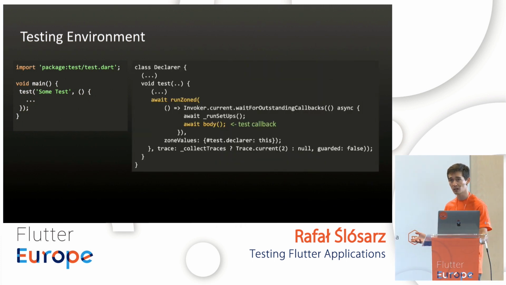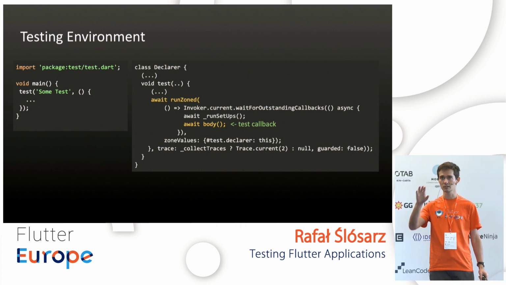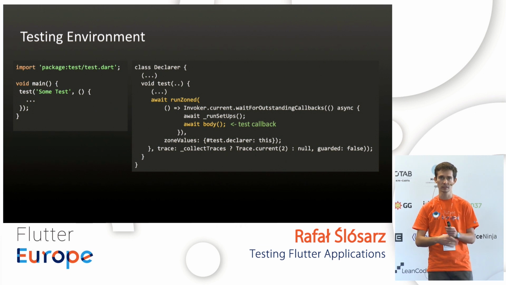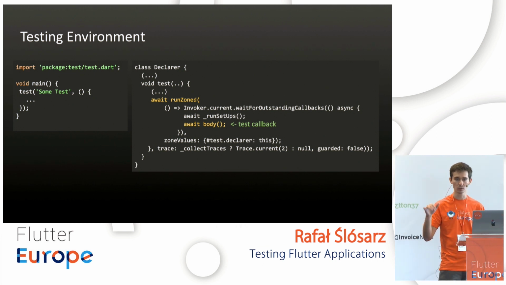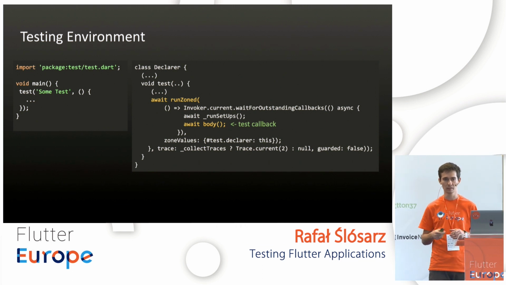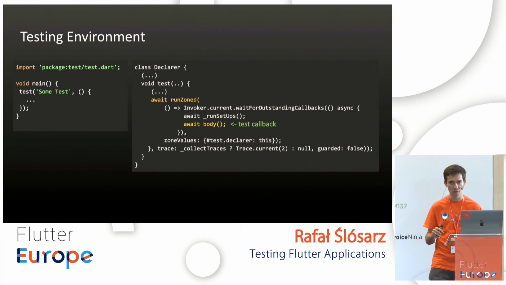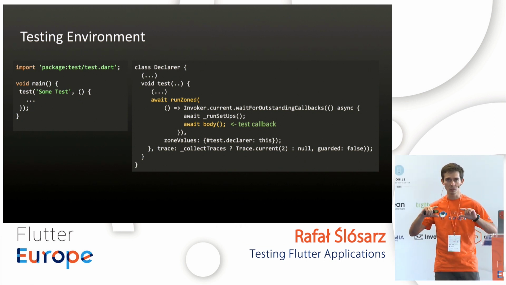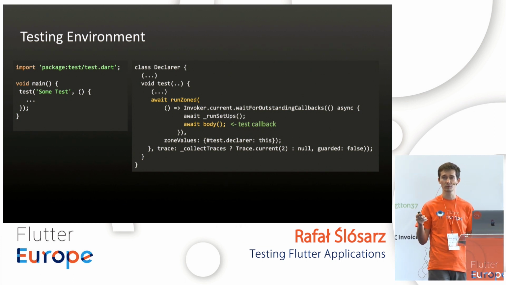Inside this test function, we are using a class called Declarer. This body thing is exactly the argument passed as our callback. As you can see, it's wrapped with a class called Invoker, and we can set it aside, actually. This is a very simple helper that is maintaining the life cycle of a test, but for the sake of this presentation, it's not very important. So our callback is wrapped with some Invoker, and then it's run with a function called runZoned.